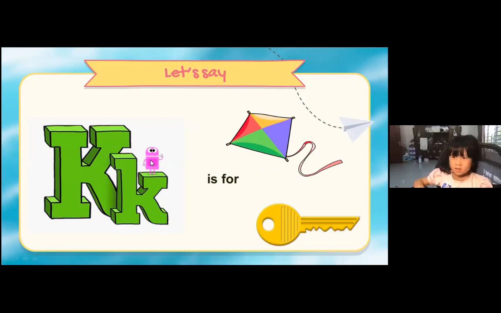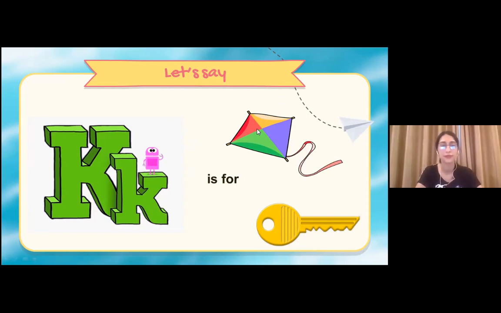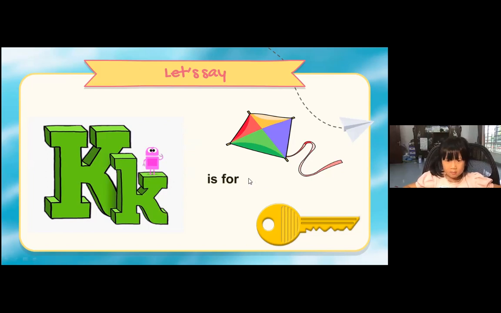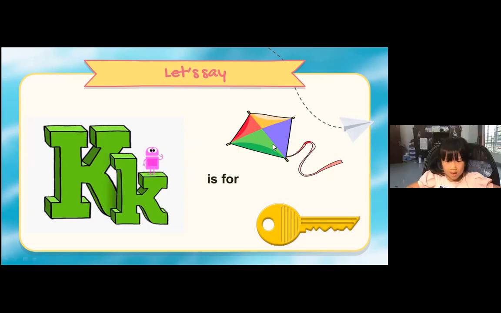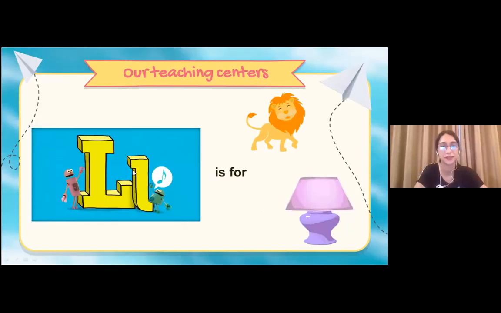K. Okay, letter K is? K is for kite. K is for key. Good. Here. What letter is it?